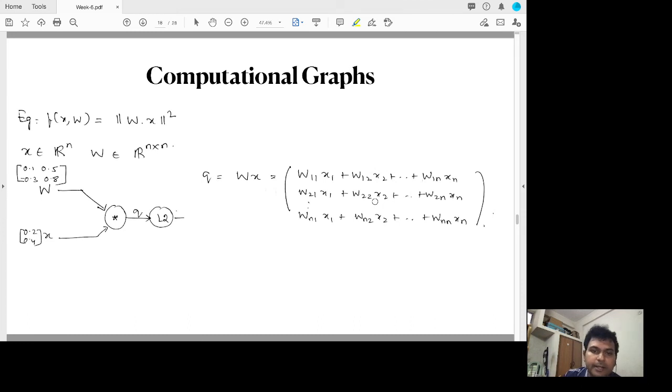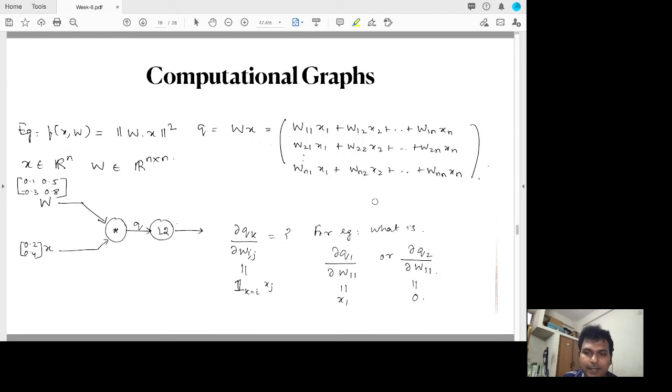Now let me ask you one question. What would be the value of ∂q1/∂w11? Can somebody answer that? ∂q1 with respect to ∂w11. x1, correct. What would be the derivative of ∂q2 with respect to w11? 0. Yes, it would be 0. So these points are clear, right?